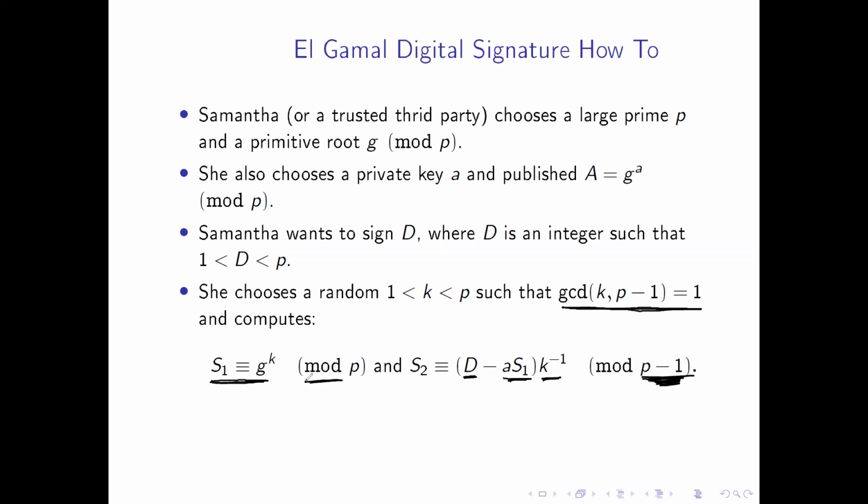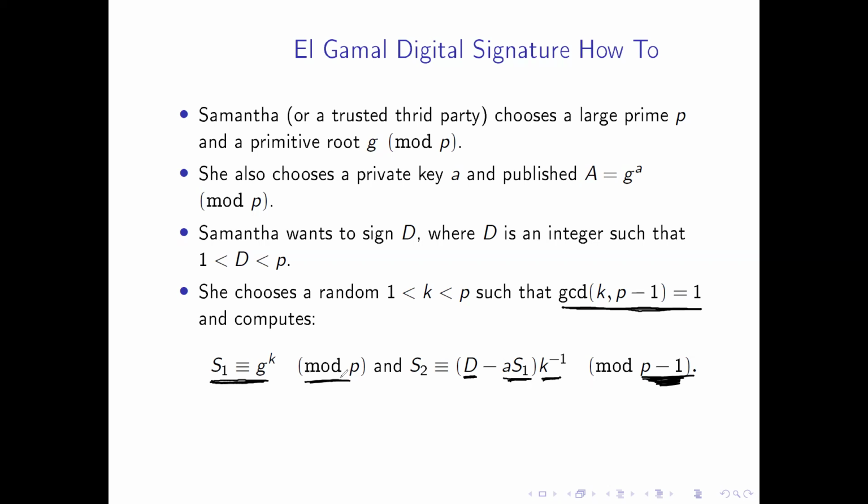Well, this over here is mod p. So we have two different mods going on for two different calculations. You have to keep that straight because it's going to be critical. Now, you can think about this for a second. Why do I care about things mod p minus 1? Well, that's because that means that S2 is going to be an exponent.